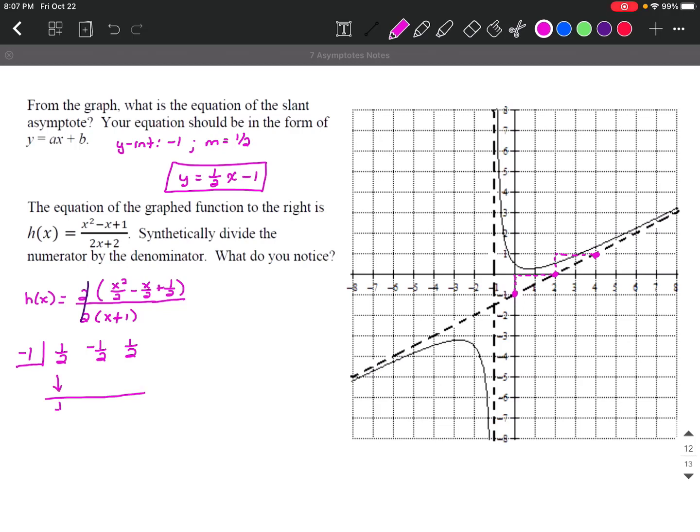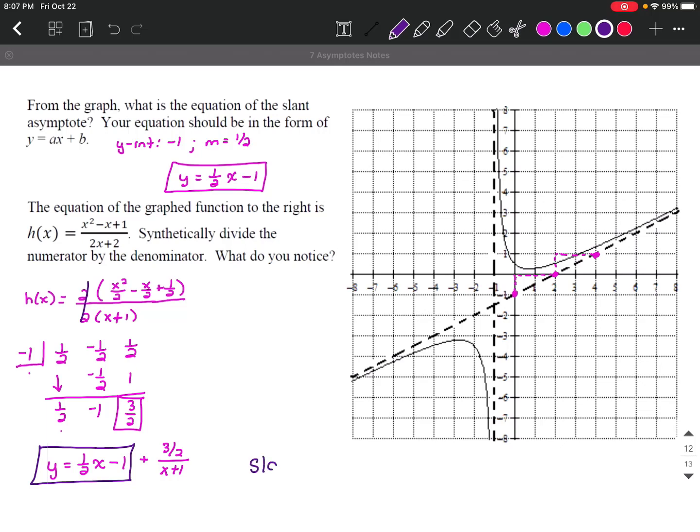We bring down the 1/2. -1 times 1/2 is -1/2. Now if I add -1/2 and -1/2, I get -1. -1 times -1 is +1. I add 1/2 and 1, I get 3/2. I box that because it's my remainder. So we get y equals 1/2 x minus 1, and then remember, our remainder is 3/2 over x plus 1, but we ignore it, and y equals the quotient is our slant asymptote.